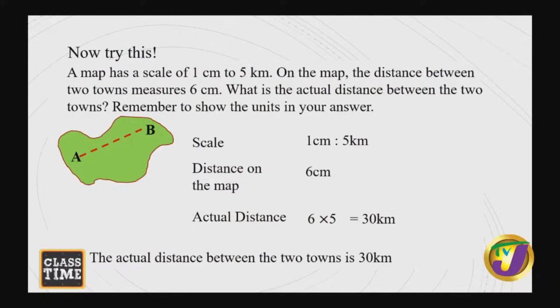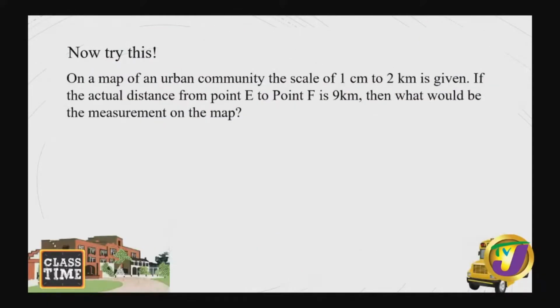Good. This one, on a map of an urban community, the scale of 1 centimeter to 2 kilometers is given. If the actual distance from point E to point F is, oh, this is a little different, 9 kilometers, then what would be the measurement on the map? Remember, we need to read the question carefully. Get our information out. See what we want, what we have, and then we see what we are trying to find.